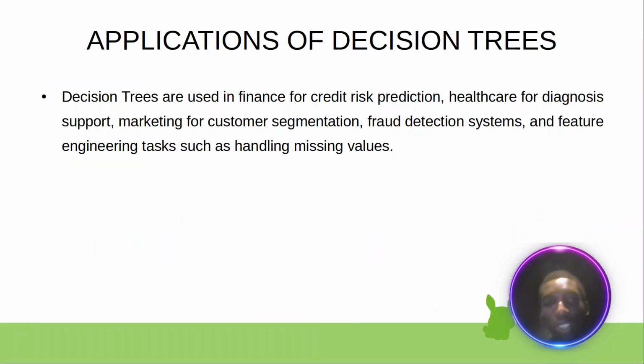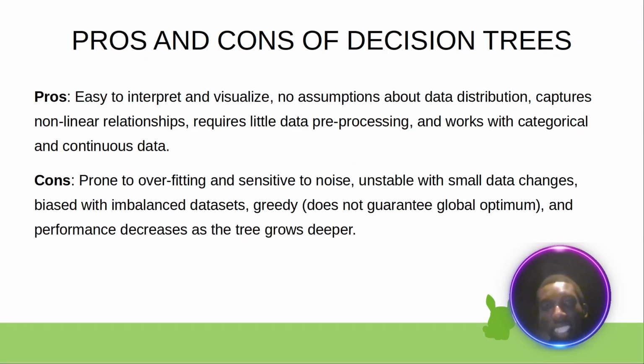Then we look into the application of decision trees. We use it, for example, in finance for credit risk, in healthcare for diagnosis support, and in marketing for customer segmentation. Also in fraud detection systems, phishing, and other social engineering tasks. You would also see that we use it in random forest to make decisions. We train it on bootstrap data sets, and then we can make decisions using the decision trees because of how good they are.